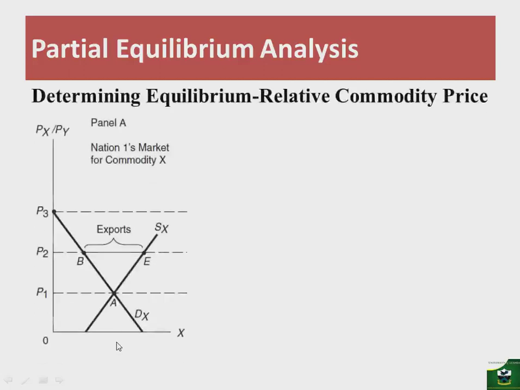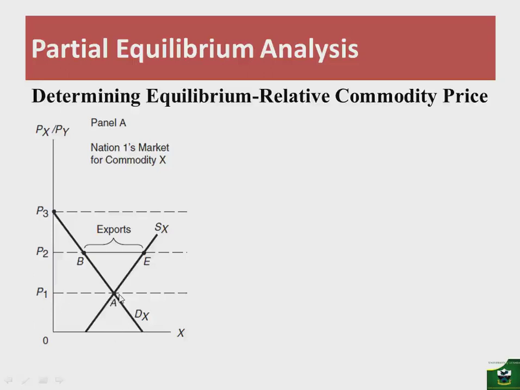So in determining the relative commodity price, let's first consider nation 1. We have commodity X, which is the commodity of nation 1's comparative advantage, and therefore it means that nation 1 is specializing in producing X and therefore supplies X to nation 2. Now, if we look at this panel, nation 1 is in equilibrium at the price P1 at point A.